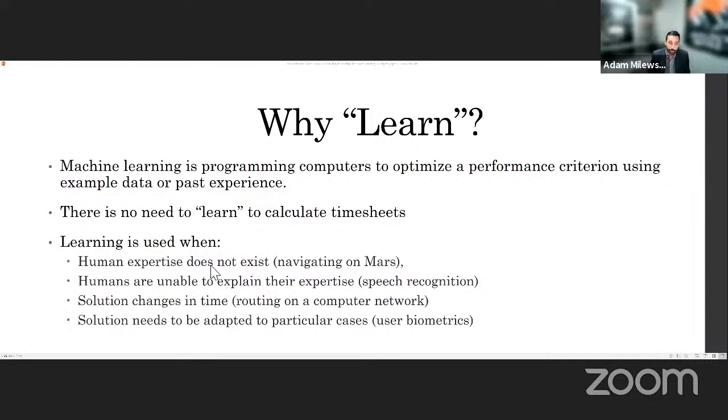So learning is used when we don't have expertise. An example of this is how do we navigate on Mars? We have to think of a way to programmatically do that. Humans are unable to explain their expertise, which is the concept of speech recognition. Solutions change in time, which is science 101 at this point. They always change. This is an example of routing on a computer network, or where systems need to be adapted to a particular case, like biometrics. Machine learning is bigger than the field of geoscience and engineering, but the concept is why we learn.